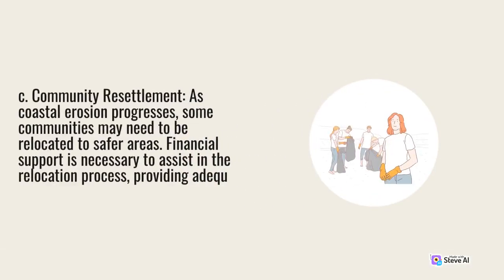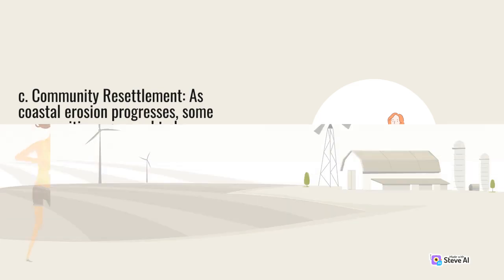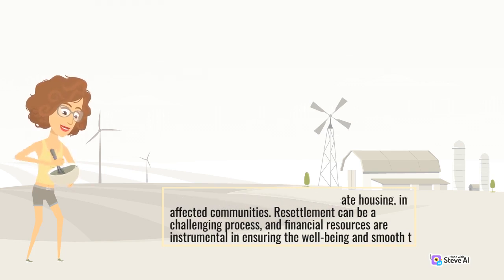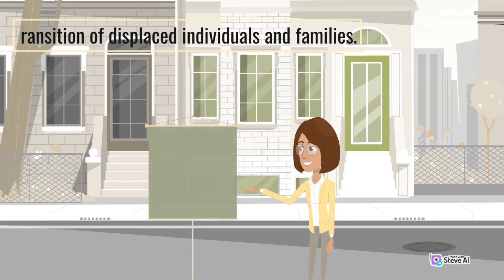C. Community resettlement. As coastal erosion progresses, some communities may need to be relocated to safer areas. Financial support is necessary to assist in the relocation process, providing adequate housing, infrastructure, and support services for affected communities. Resettlement can be a challenging process, and financial resources are instrumental in ensuring the well-being and smooth transition of displaced individuals and families.